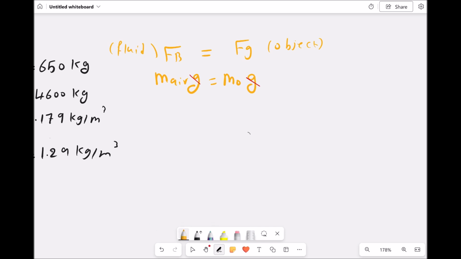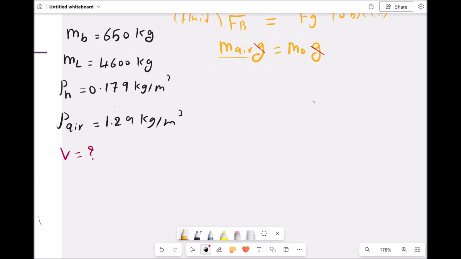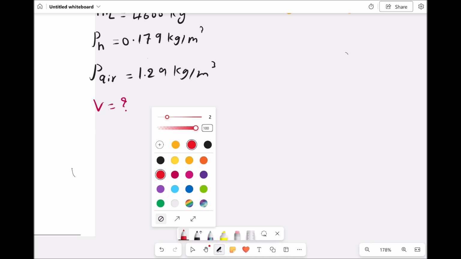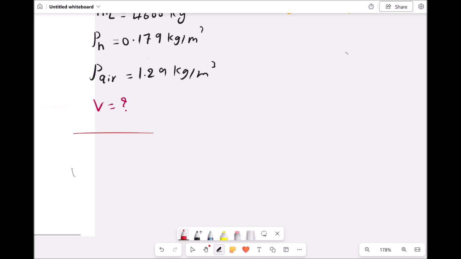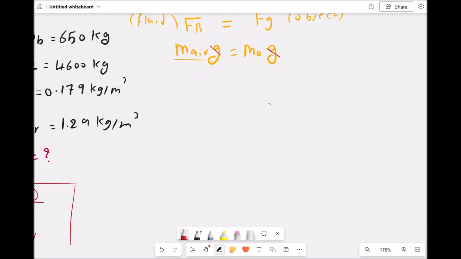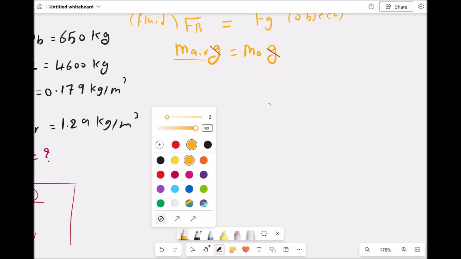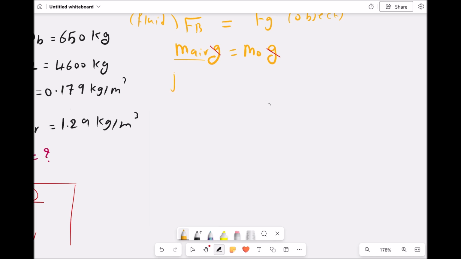Then the mass of the air, guys. As you remember in the previous video, we said that density is equal to mass over volume. To find mass, we will multiply density by volume. Now, instead of writing m air, I'm going to write rho v, which is equal to m naught.